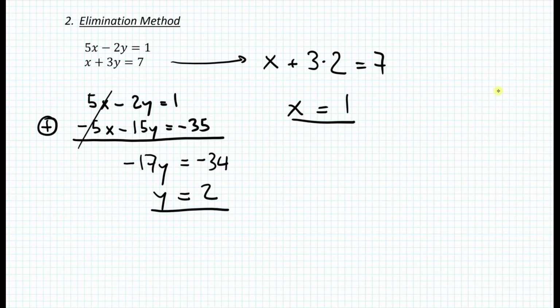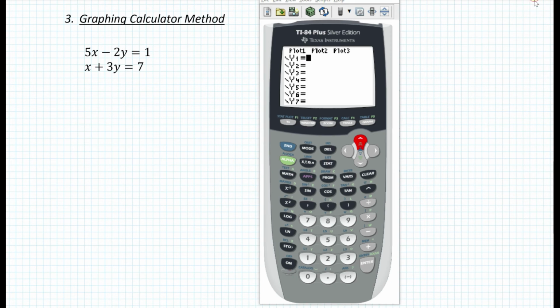And there you go, we found the answer, which is (1, 2), and that's the coordinate point where both equations intersect. And that is the solution of the system of equations. Now, a third method is using the graphing calculator, okay? So for the graphing calculator method, you must change the equation to slope-intercept form, as shown.